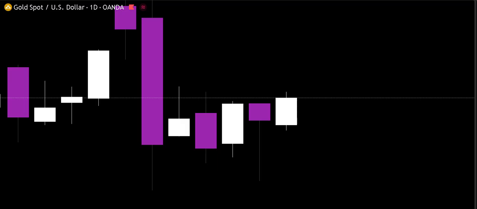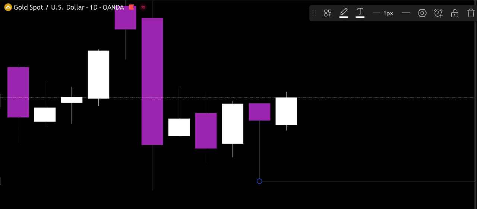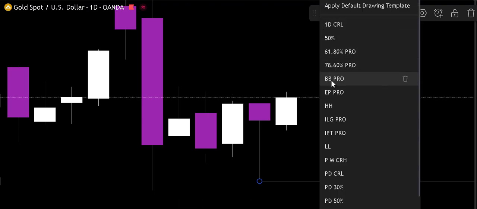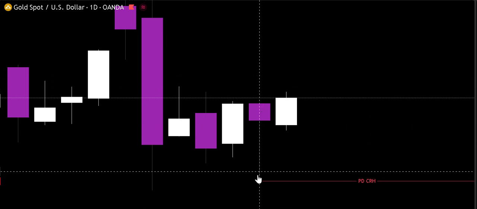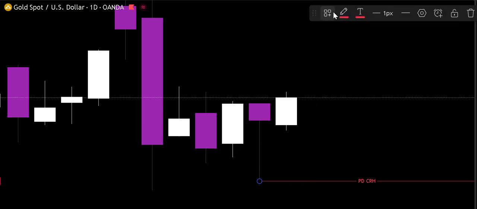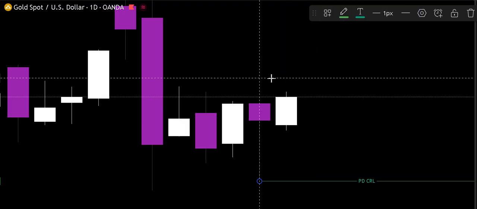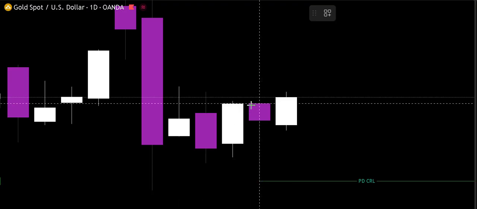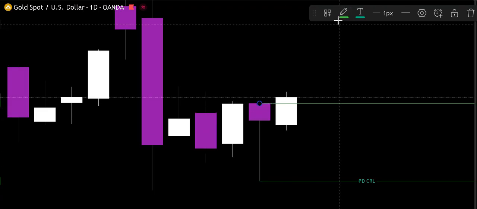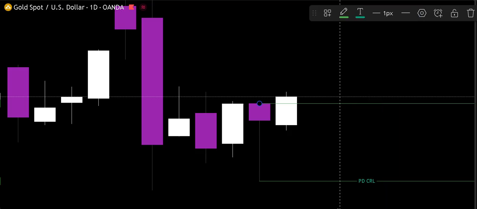We use the magnet. After using the magnet, we mark the previous low. That is number one. We choose the name: previous day CRL. After choosing previous day CRL, we choose another one. This is previous day CRH.